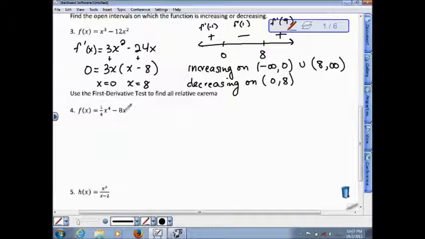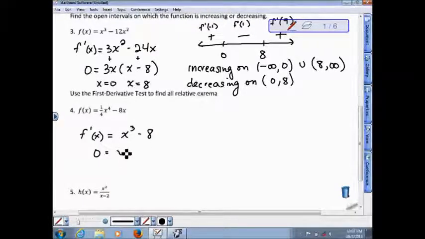Okay, we find the first derivative, set it equal to 0 to find critical values, and then decide using the first derivative test whether or not they're relative minimums or relative maximums. So the first derivative in this function, if you use a simple power rule and take the derivative of each of these terms, 4 drops down in front. 4 times 1/4 is 1, so this is x to the third minus 8.